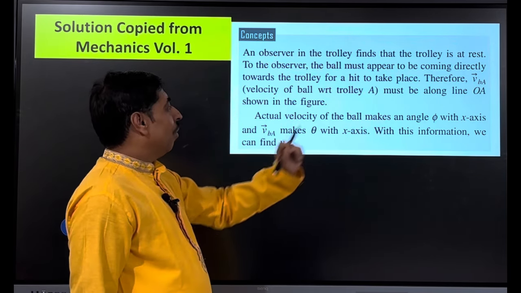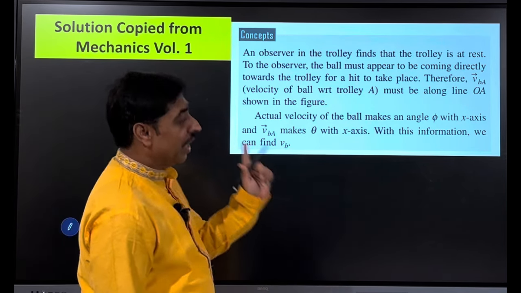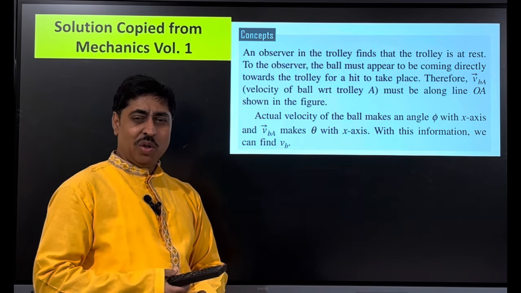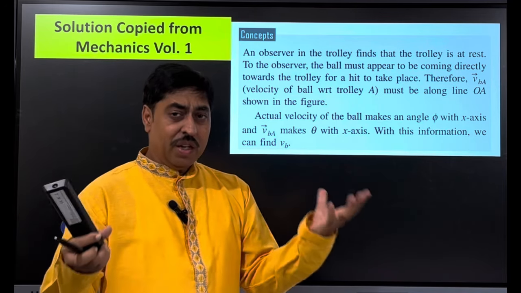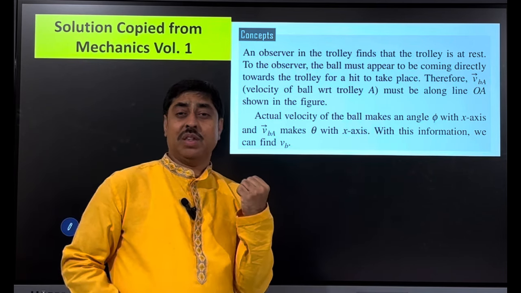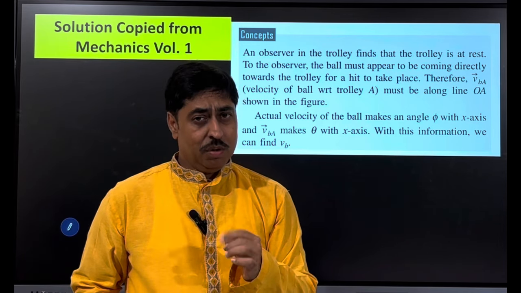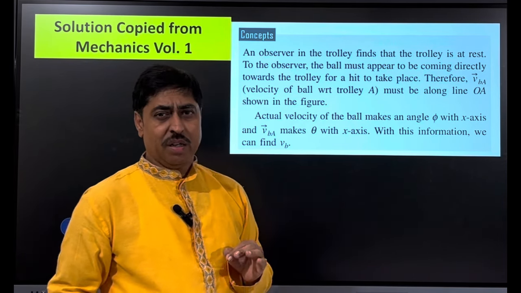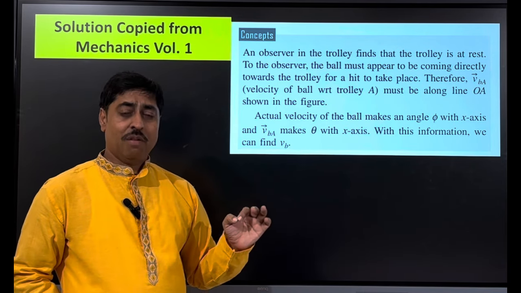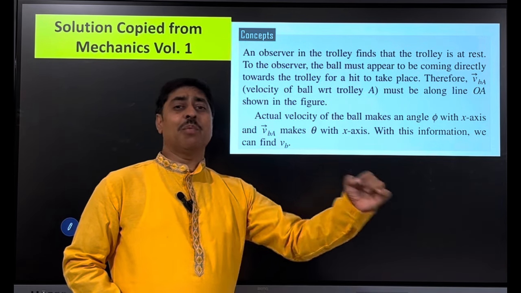To the observer, the ball must appear to be coming directly towards the trolley for a hit to take place. You are in traffic, riding a scooter, and you are really afraid if you see someone directly approaching you. The velocity of some other object, some motorcycle or car, is directed towards you, you must get afraid. There is going to be a hit, isn't it? So when the question says that the ball hits the trolley, somebody sitting inside the trolley will definitely find that the ball is directly approaching the trolley.